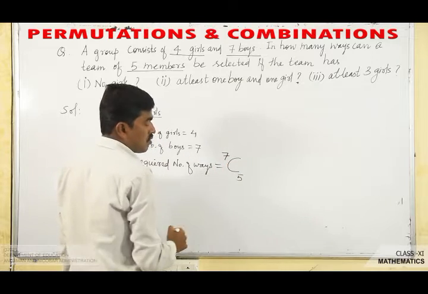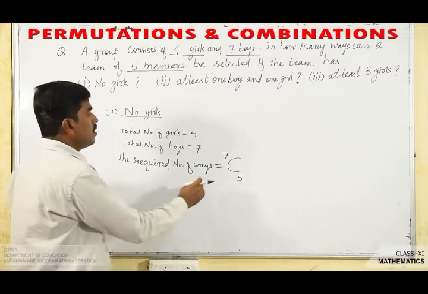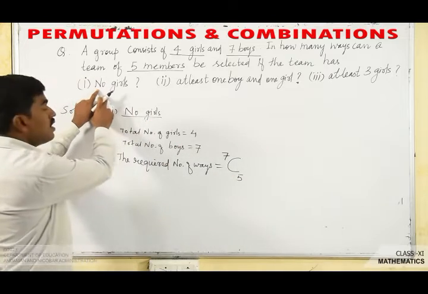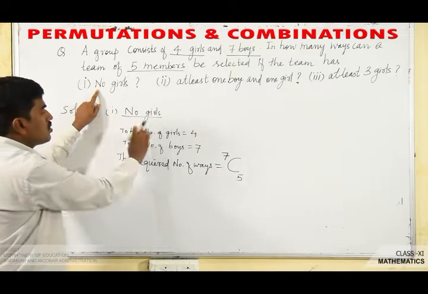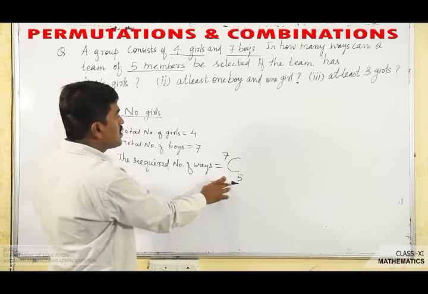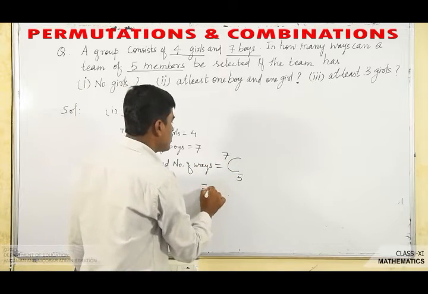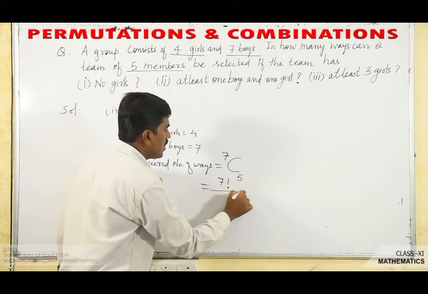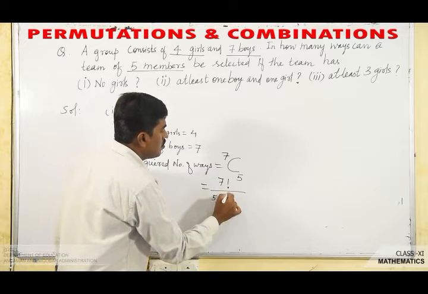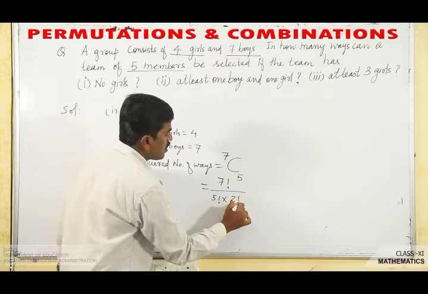7C5 ways. Why? Because there should not be any girl in the team. So all the 5 members must be selected from the 7 boys. So its value is 7 factorial divided by 5 factorial into 7 minus 5, that is 2 factorial.